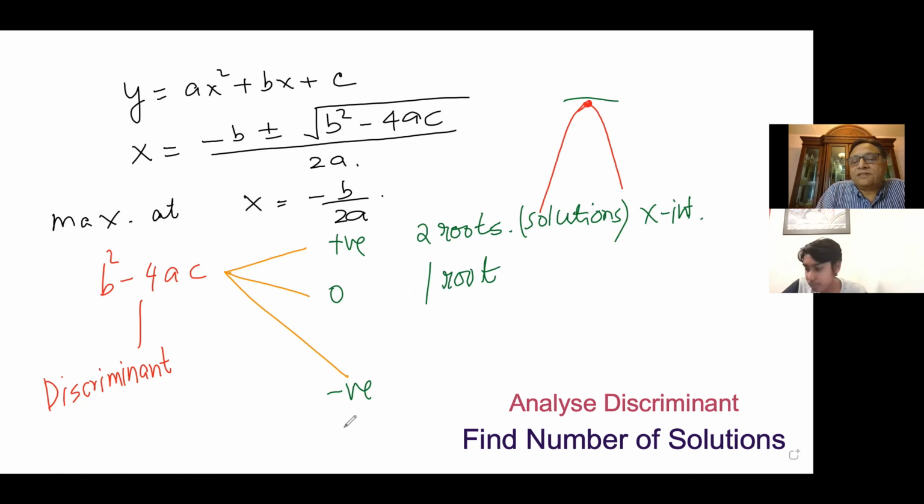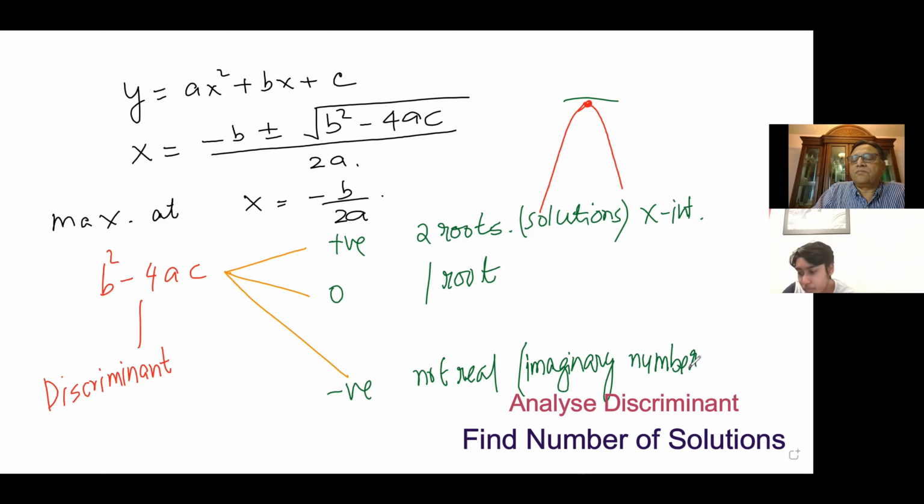But if it is negative, the square root of a negative is not real. So it is imaginary, not real. We call it an imaginary number. So b square minus 4ac is a very important parameter, which is called the discriminant. By analyzing the discriminant, we can figure out how many solutions we have. This is called analysis of the discriminant, right?